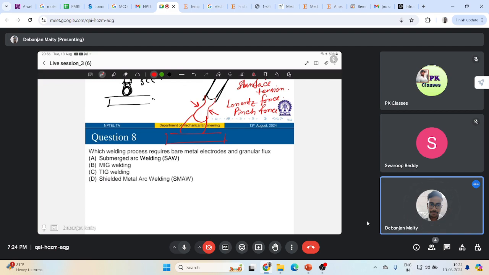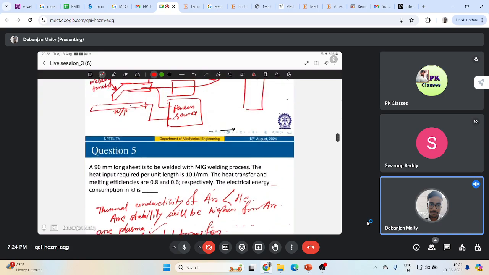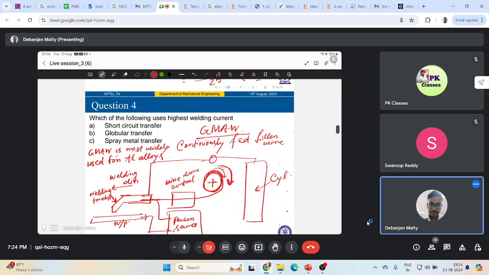Okay, so we were in question 3. Which of the following uses highest welding current?